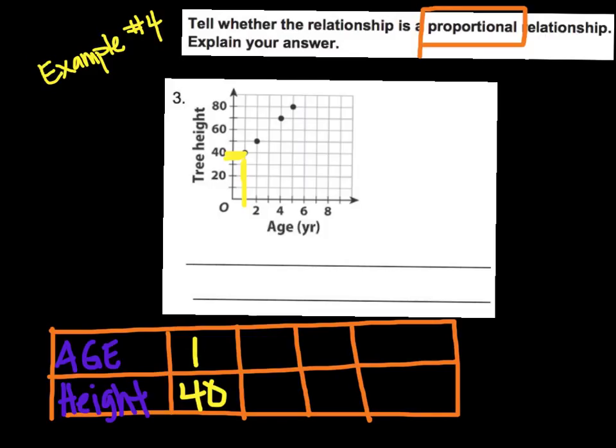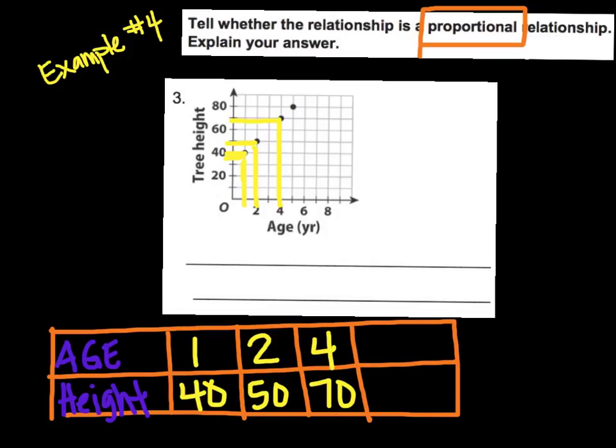If we go to the second data point, I draw a line straight down. That matches with 2. I draw a line straight across. That is actually between 40 and 60. So the number between there would be 50. The third dot, if I draw a line going straight down, that matches with 4. If I draw a line going straight sideways, again, that's in between two numbers. It's in between 60 and 80. So that would be 70.